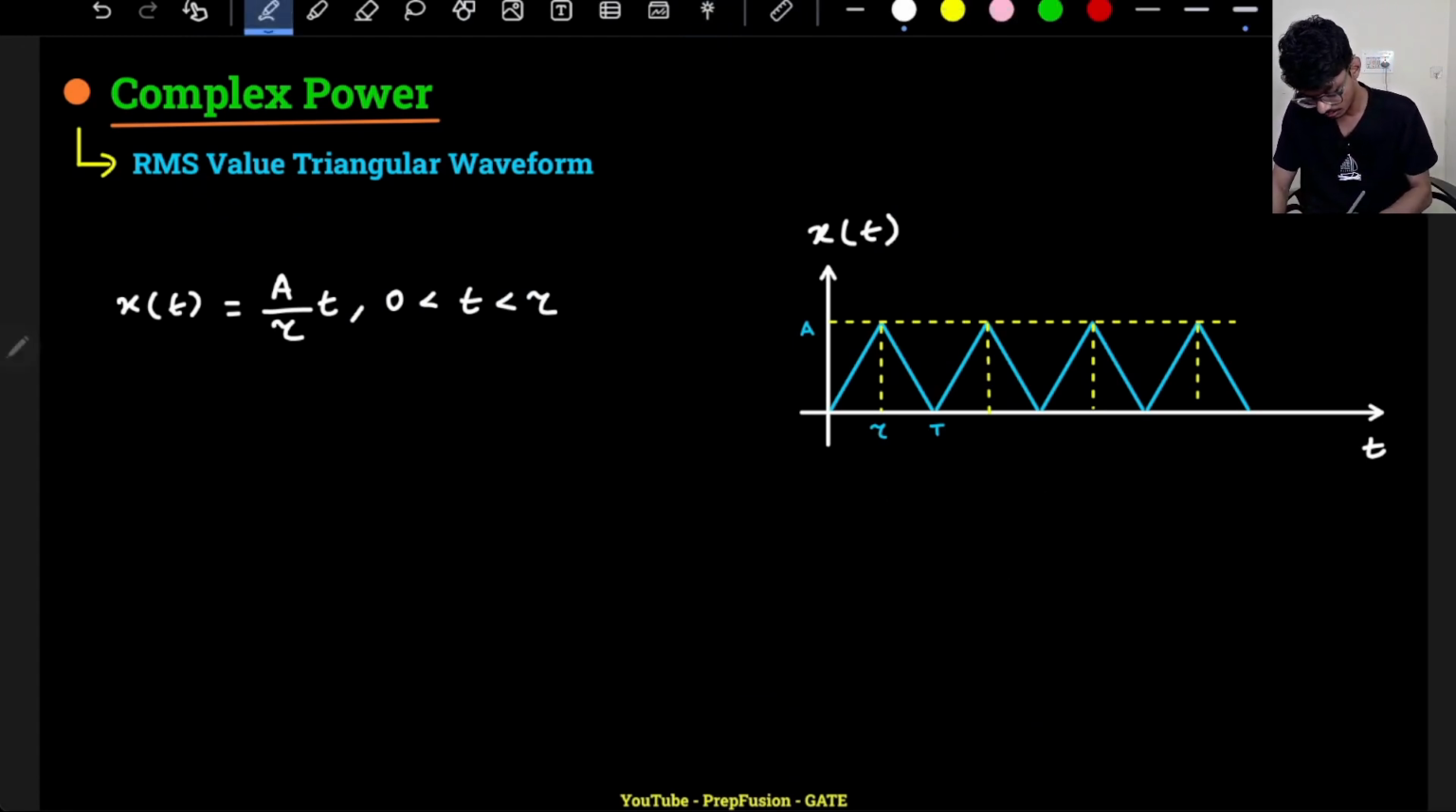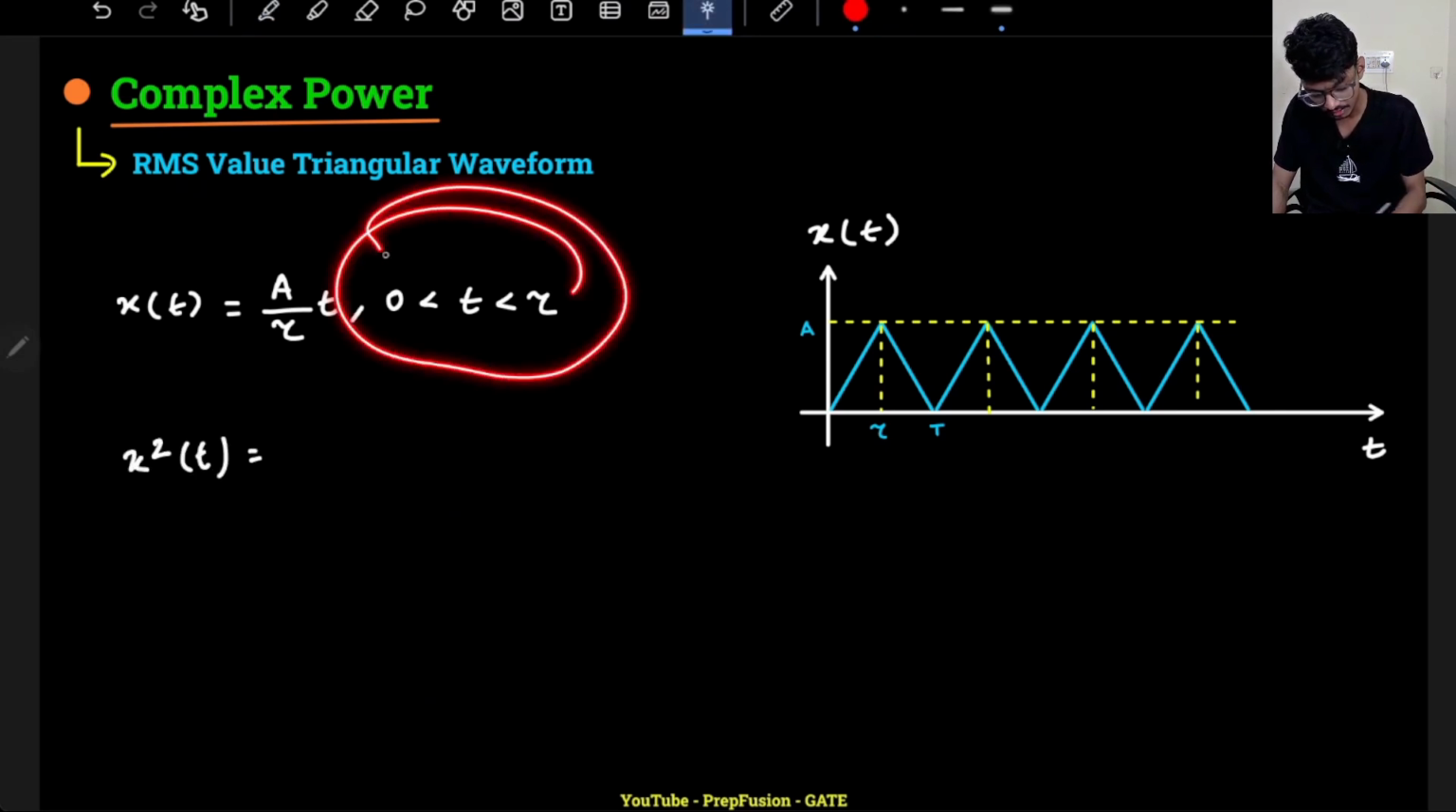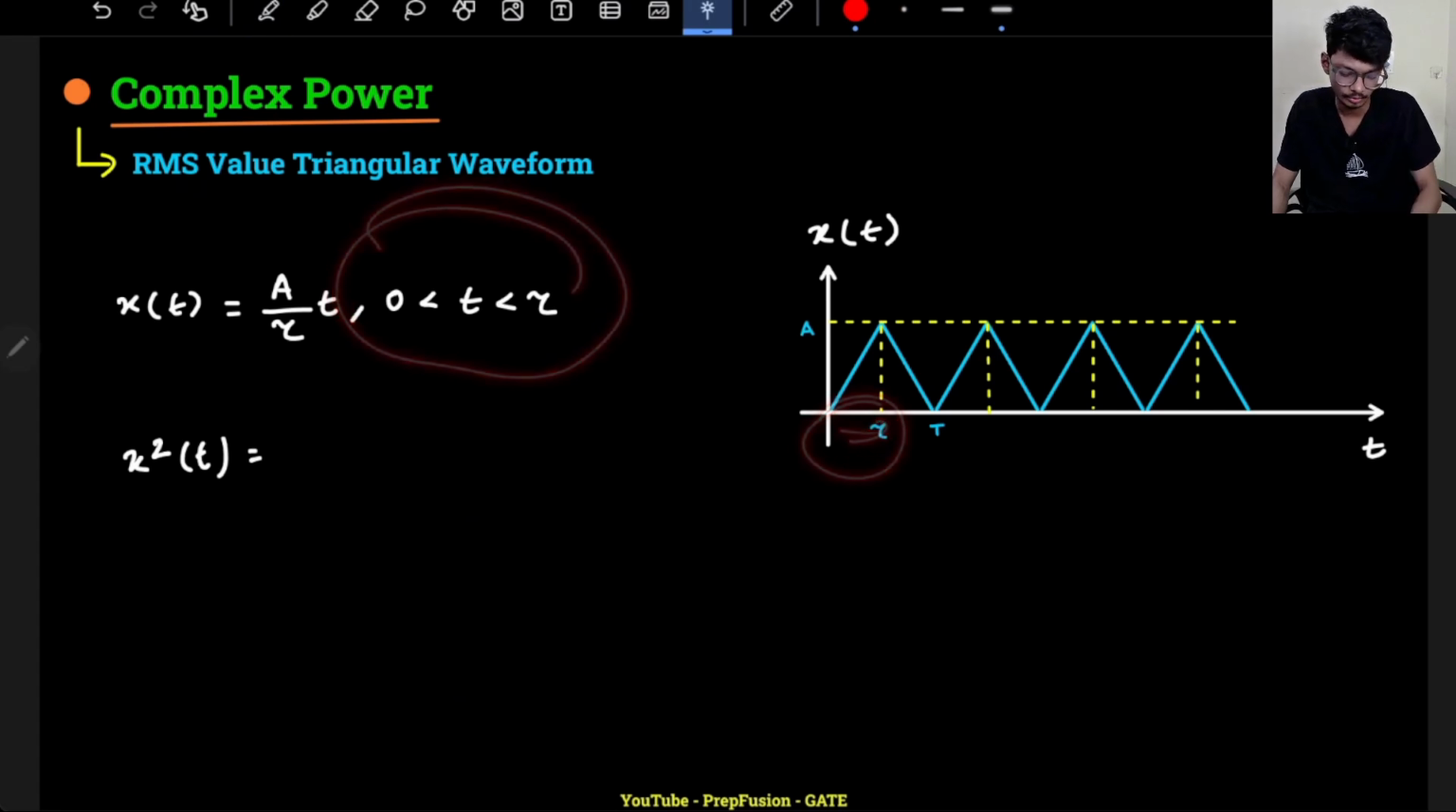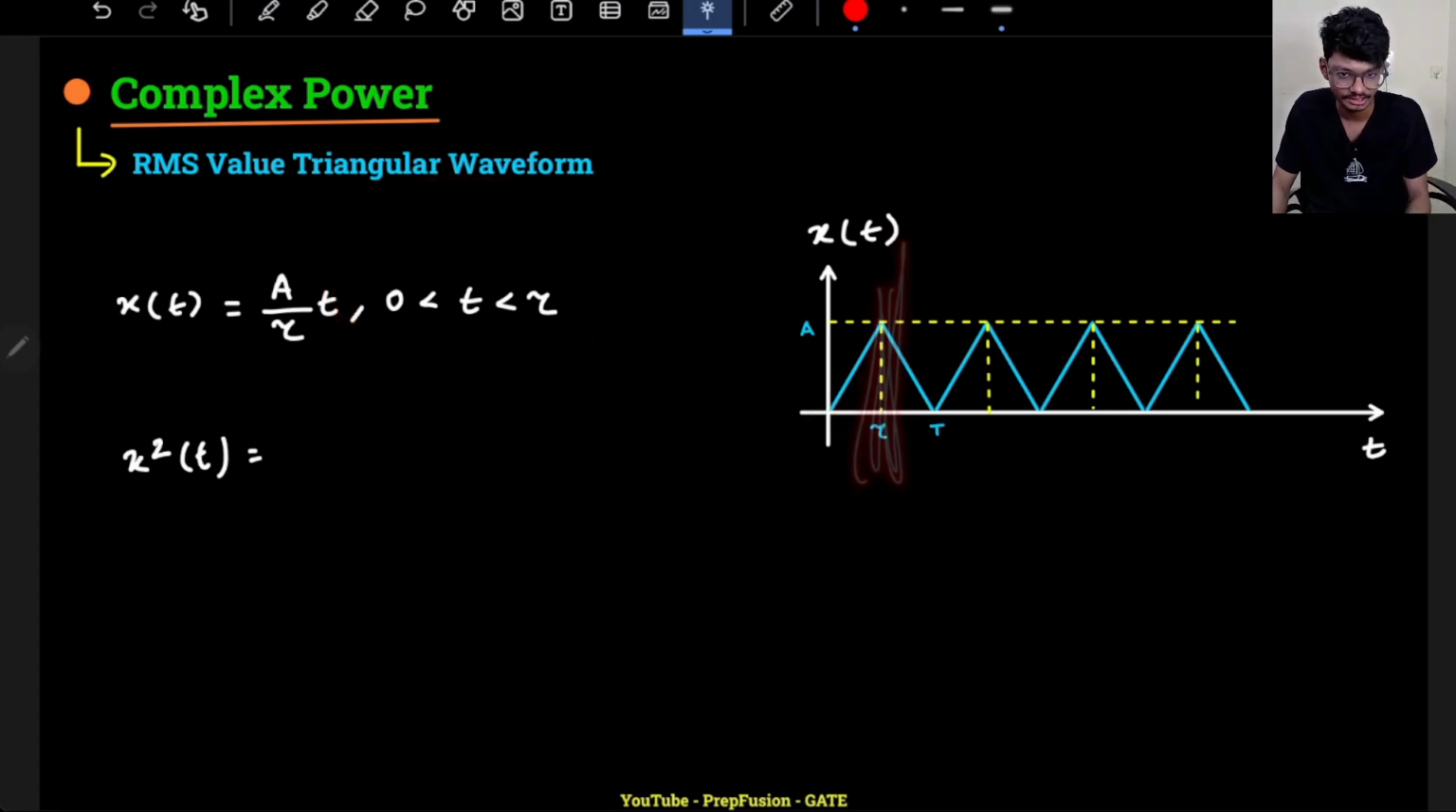So for RMS, what do we do? First, we take the square. I am only calculating between 0 to tau because let's assume it to be symmetric about tau. So obviously for tau to T, it will be same only. The area will be same. I will just multiply by 2, because if it is symmetrical about tau, whatever is the area here, the same area will be here only.